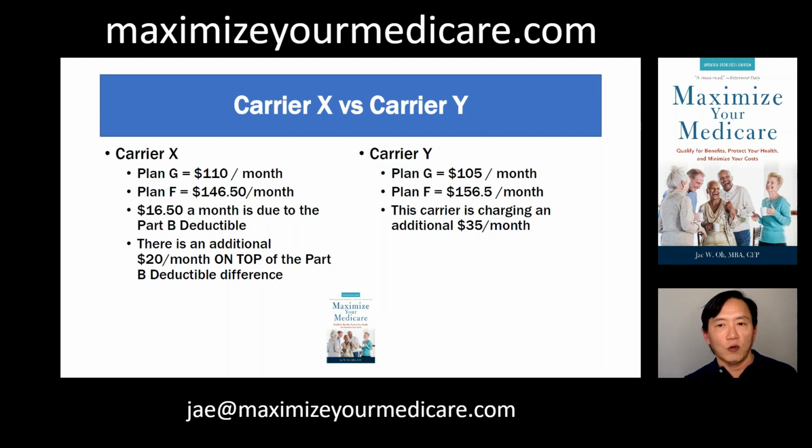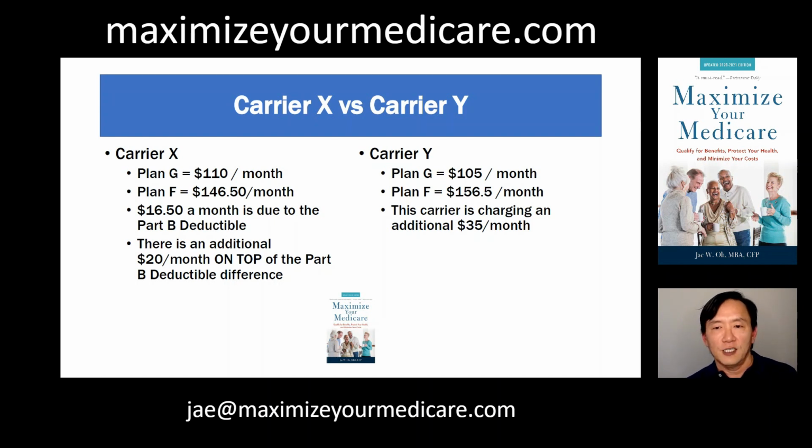Let's go to carrier Y. Different pricing. This will happen in the real world. Okay? So what you can see here is that Plan G is $105 a month. So what are your takeaways? Competitive, $60 a year difference.